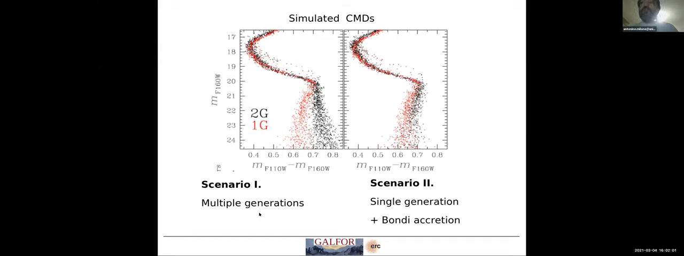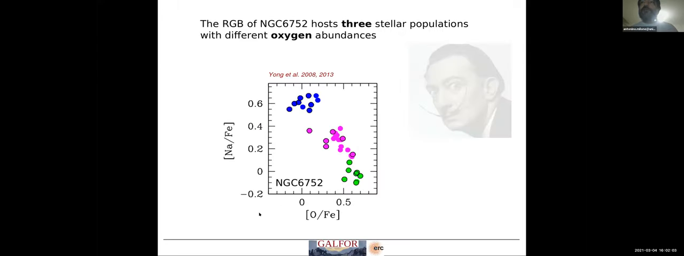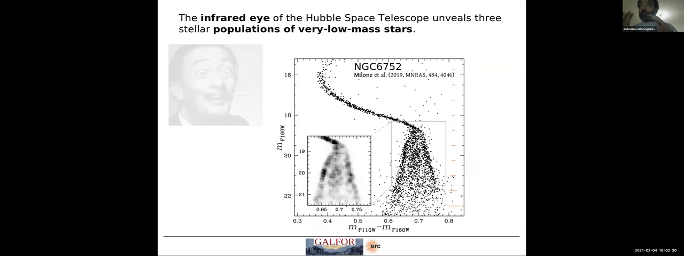So what we can do is take a cluster that is well studied in terms of red giant branch stars. This is, for example, NGC 6752. It is well studied by David Yong, who is a guru for stellar spectroscopy, and he derived very precise abundances of oxygen for red giant branch stars. We have three populations, A, B, and C. And what is going on at the very low mass regime? We got high precision photometry from the Hubble Space Telescope.